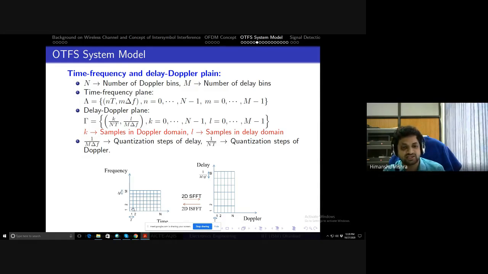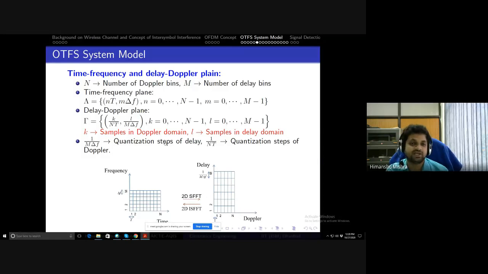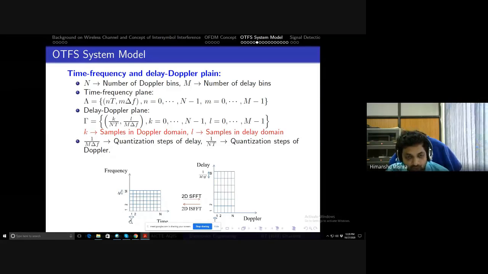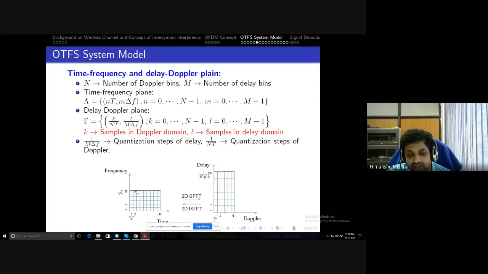Each of the grids, as you can see in the figure, has the x axis in the time domain and the y axis in the frequency domain. Each of the boxes is obtained by varying n and m. Similarly, in the delay Doppler domain, once you convert this time frequency to delay Doppler by using the two-dimensional symplectic finite Fourier transform, you will get the following.